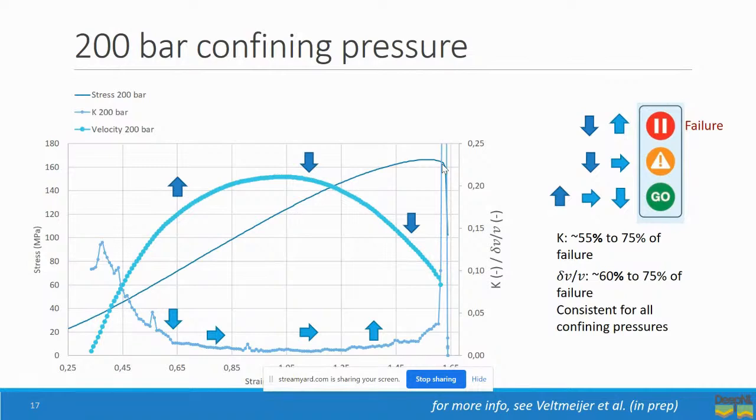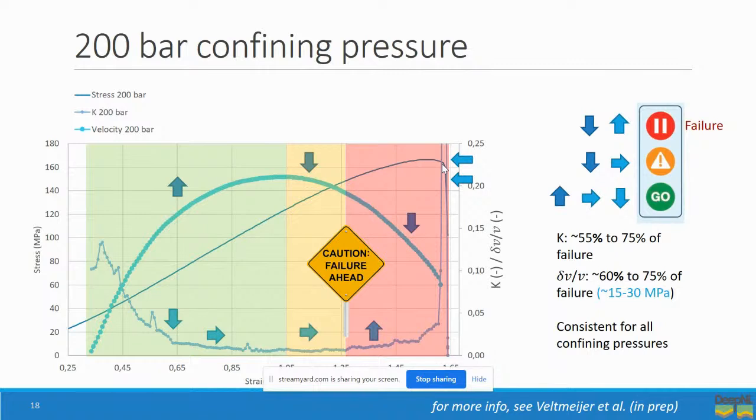So if you put that in some kind of an 'am I in danger' setting or a traffic light system, you could say if you are in a period where your seismic velocity goes up, that means you are far away from failure. In a period where your seismic velocity starts to go down, but your decorrelation coefficient is still stable, that might be a regime where it is not that close to failure yet, but you're getting closer and closer to failure.